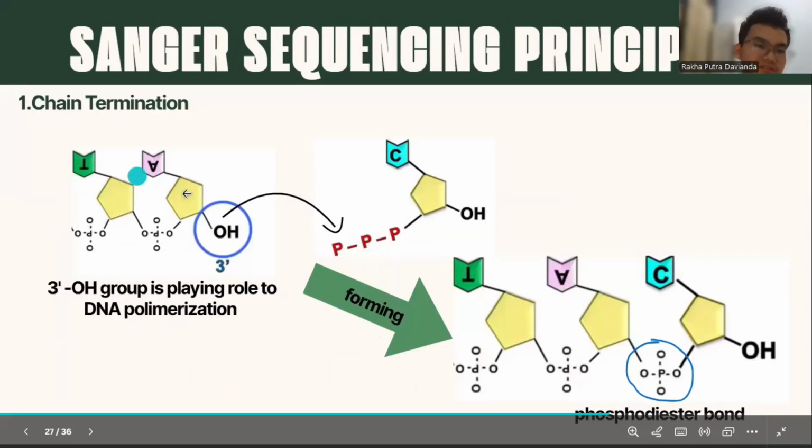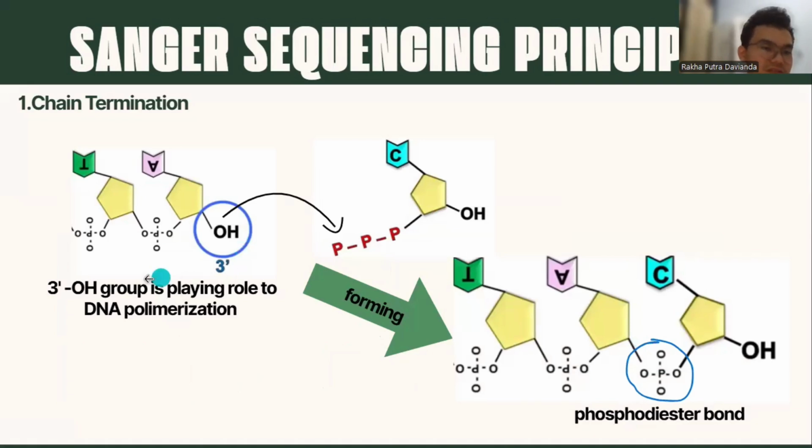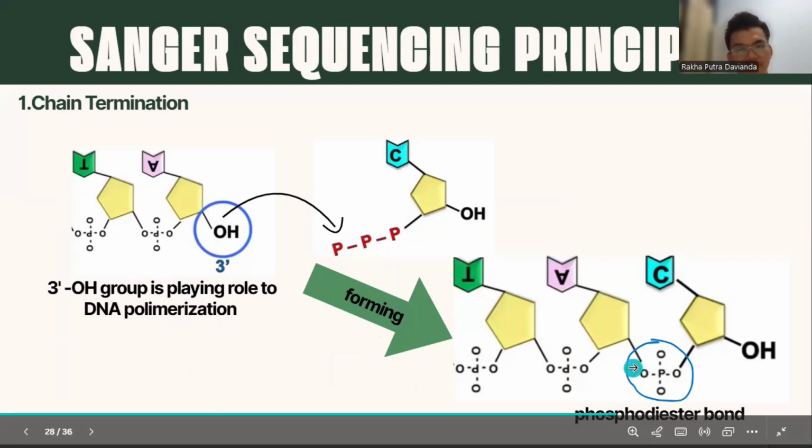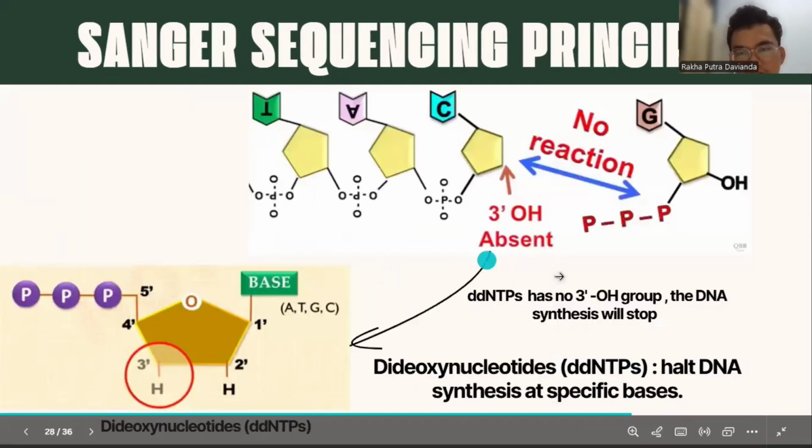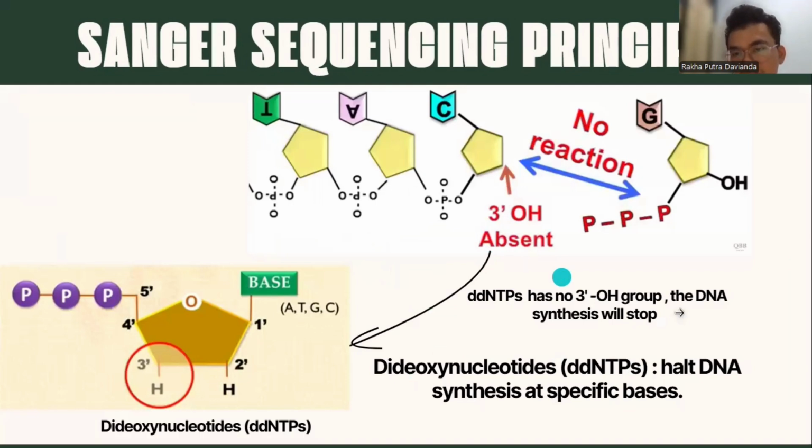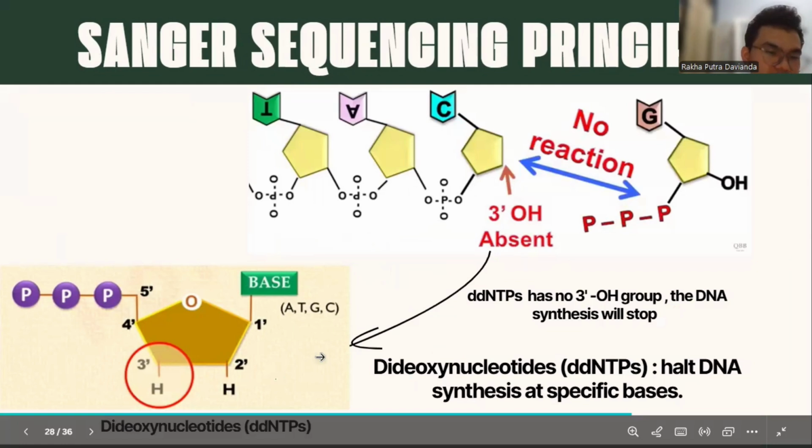In chain termination, as we know, the 3-hydroxyl group in a nucleic acid plays a role in DNA polymerization, forming the phosphodiester bond. But if the 3-hydroxyl group is absent, the DNA synthesis will stop. This molecule is called a dideoxynucleotide, or ddNTP.